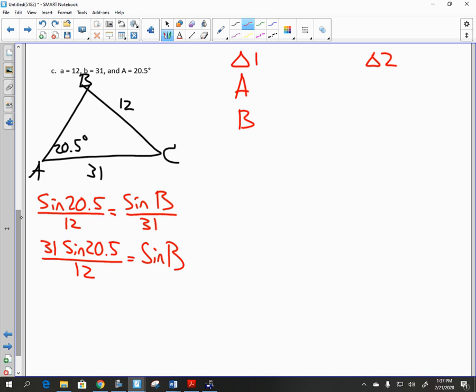A, B, C. A, B, C. When you run into one on the test, you're going to be able to do it because you're smart. You're going to work to your potential.